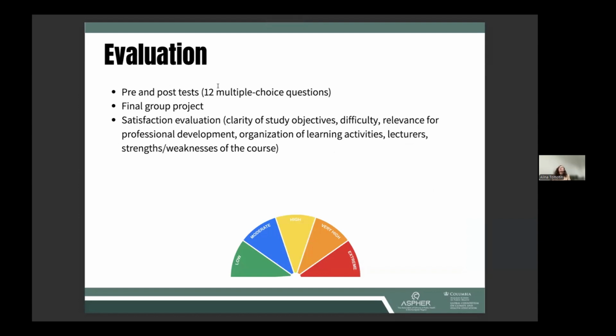About evaluation, we evaluate the course through pre and post tests, usually 12, in this case, 12 multiple choice questions. And also we have a final group project. We conduct a satisfaction evaluation regarding the clarity of study objectives, the difficulty, the relevance for professional development, organization of learning activities, some aspects about lecturers, strengths and weaknesses of the course.